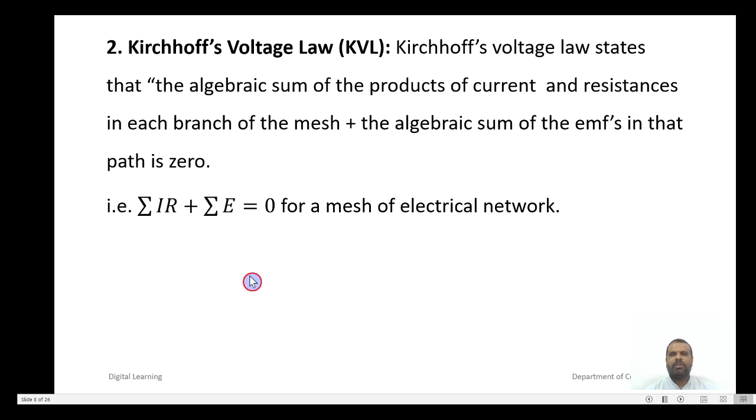Second one, Kirchhoff's voltage law, KVL. Kirchhoff's voltage law states that the algebraic sum of the products of current and resistances in each branch of the mesh plus the algebraic sum of the EMFs in that path is 0. That is, summation IR plus summation E is equal to 0 for a mesh of an electrical network.